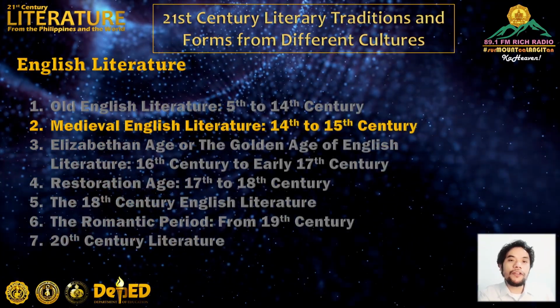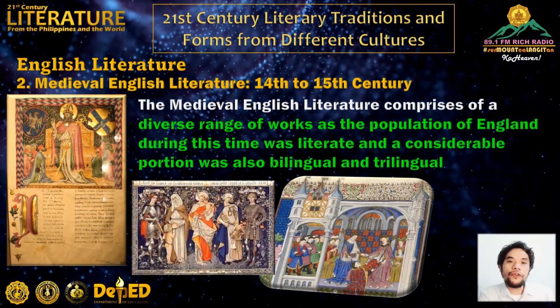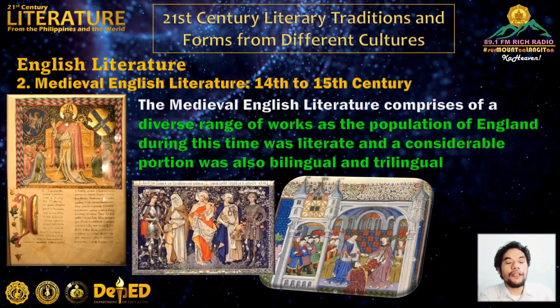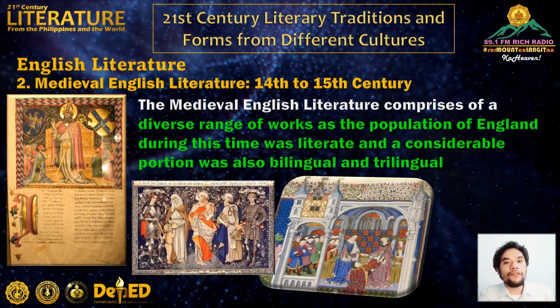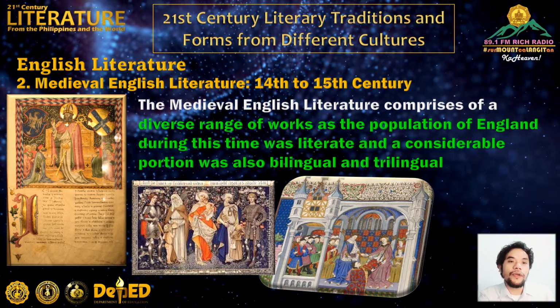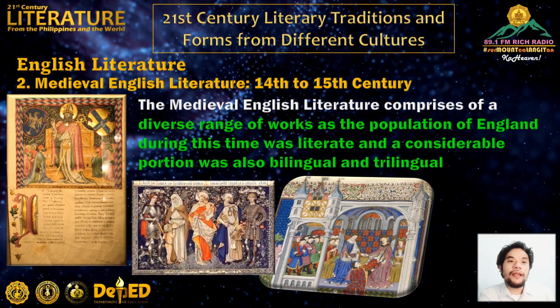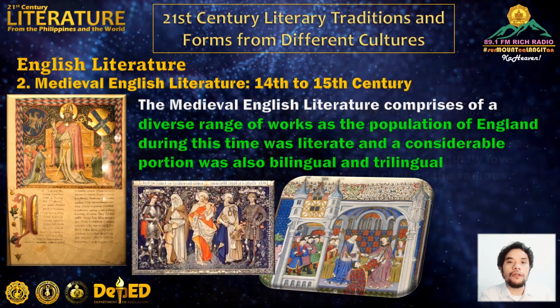Medieval English period of literature ran from 14th to 15th century. Also referred to as the later Middle English literary period, the medieval English literature comprises of a diverse range of works as the population of England during this time was literate and a considerable portion was also bilingual and trilingual.